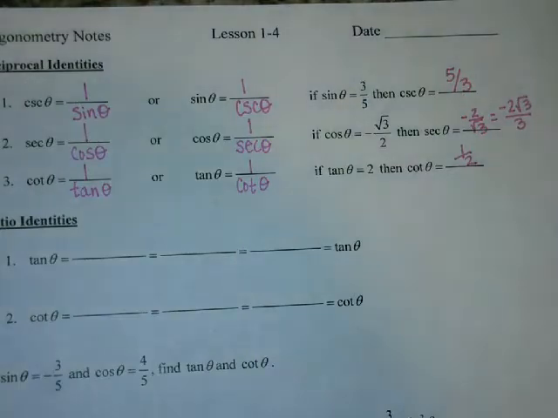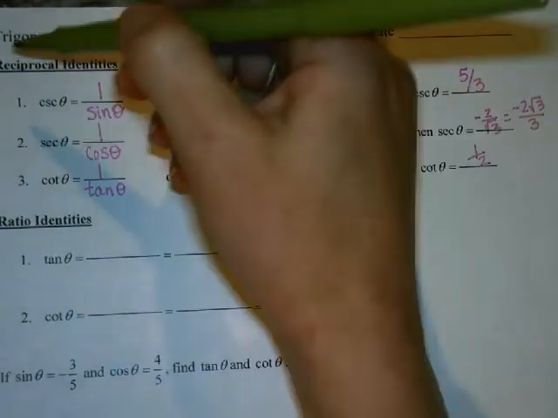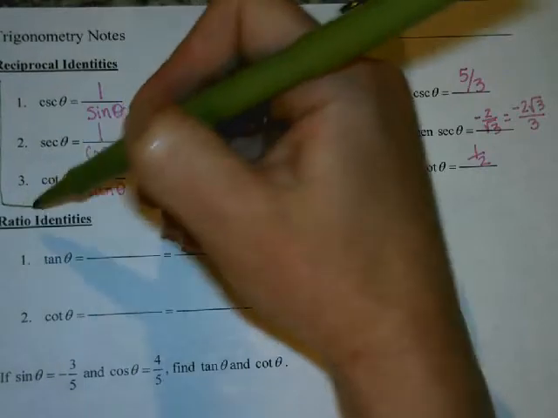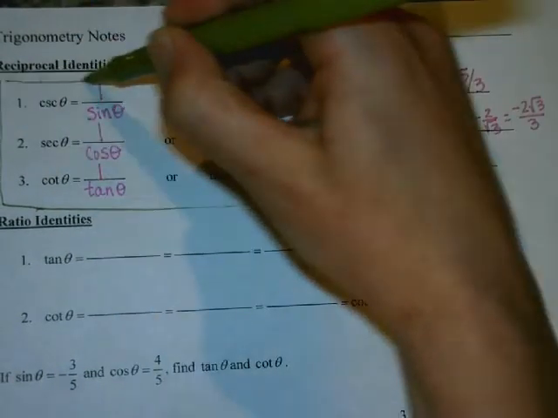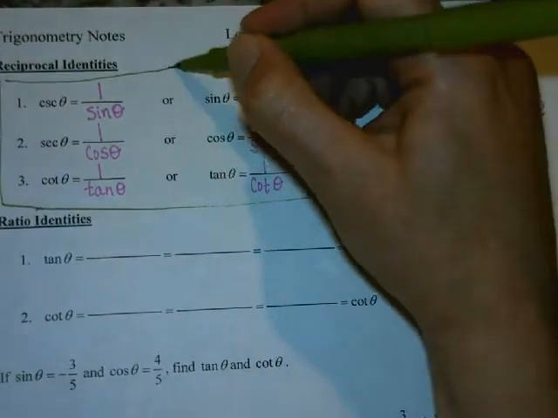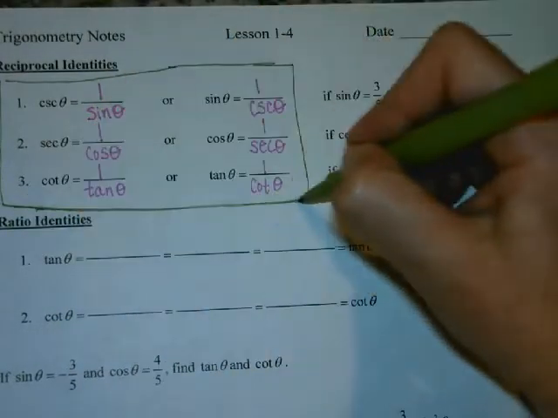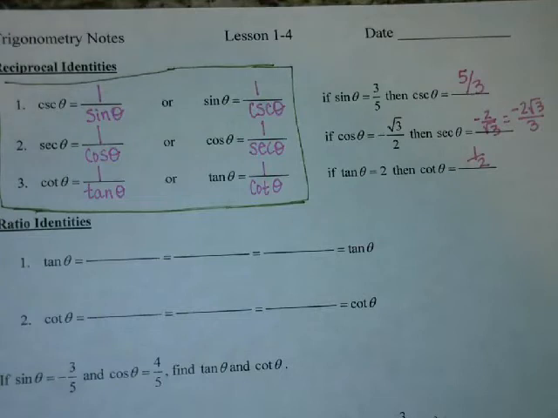These ones you should put into your memory banks, okay? These are your 6 reciprocal identities. We're going to use them a ton. We're going to use them in the next section. But your reciprocal identities, you need to put in your memory banks. Pre-calc's going to expect you to know them.